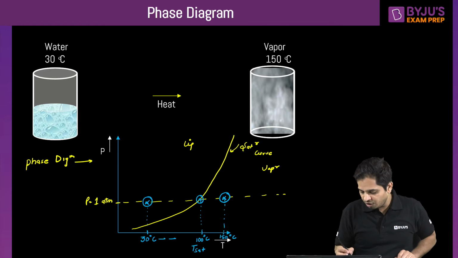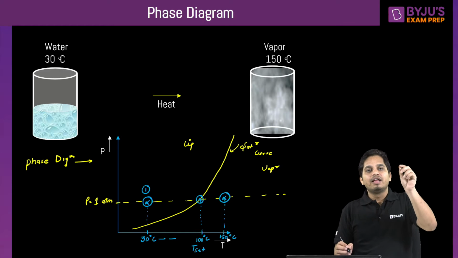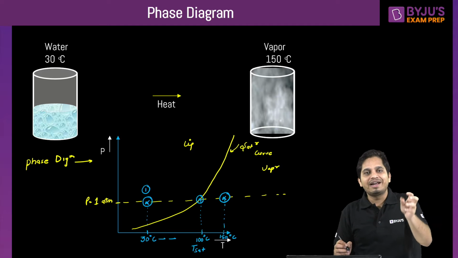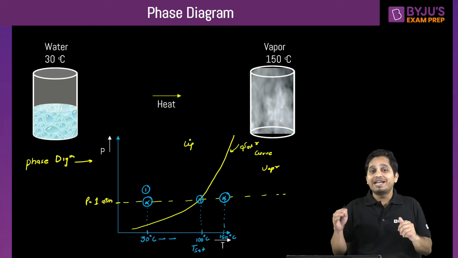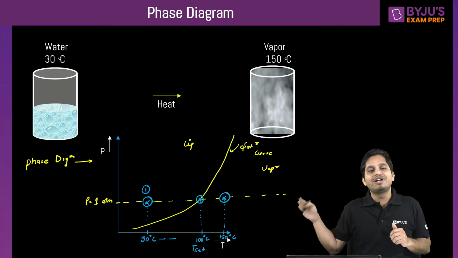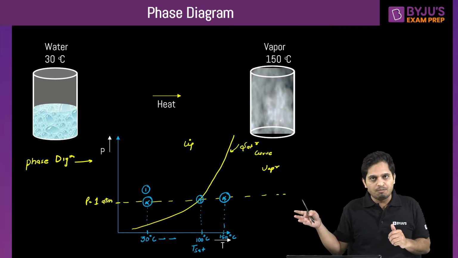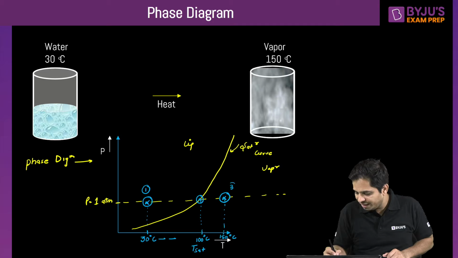Okay. So what do I know? This point 1 is liquid. So when the pressure is 1 atmosphere and temperature is 30 degrees Celsius, water is in liquid form, right? And when the temperature is 150 degrees Celsius and pressure is atmospheric, the fluid is in vapor form. Okay, water converts into vapor. So this point 3 is vapor.